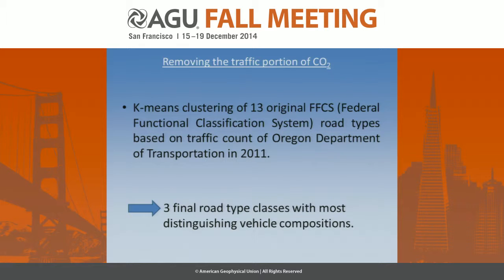Since we wanted to know a little bit more about what is happening on the road, what is contributing to those CO2 emissions, we got the data from the Oregon Department of Transportation from a traffic count. Basically, we had the information about the type of road, and from the traffic count from ODOT, we had the information of what types of vehicles were driving those roads from 2011. So we classified our measurements into 3 final road types with the most distinguishing vehicle compositions, as it is known that the CO2 emission ratio depends on the type of engine and vehicle.